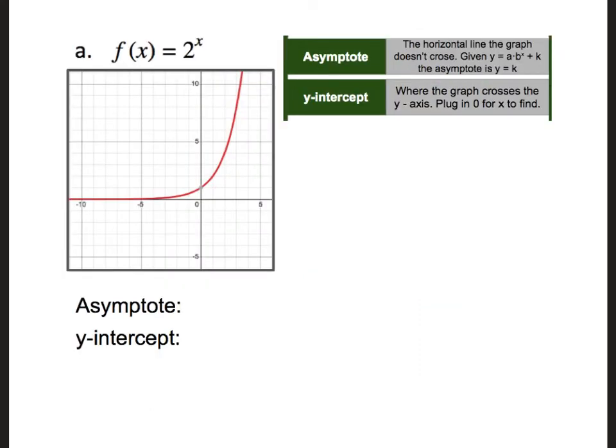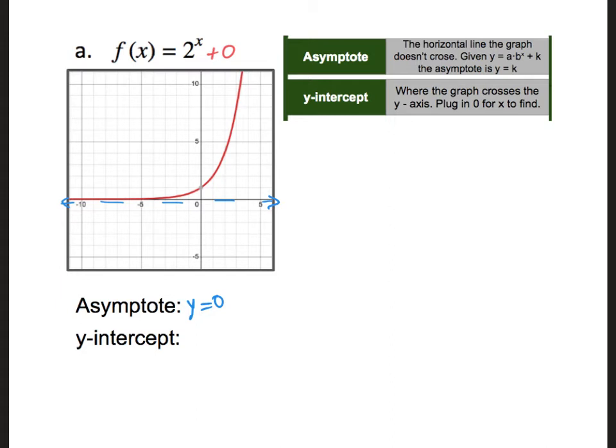For my first one, we have f of x equals 2 to the power of x. Again, we're going to start by looking for our asymptote. And like I said on the last slide, this one has a sneaky little plus 0. And if I look at my graph, notice that your line gets closer and closer and closer to your x-axis. If I wanted to write an equation for that, it would be y equals 0. All of your equations for these will be y equals. So for your asymptote, it should be y equals something. In this case, it's y equals 0.